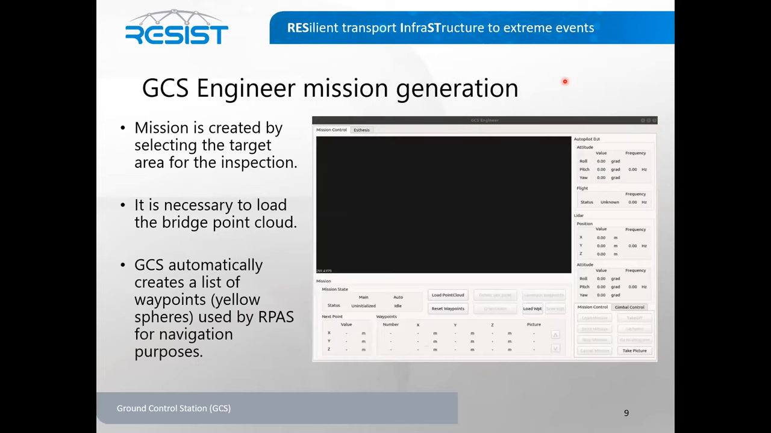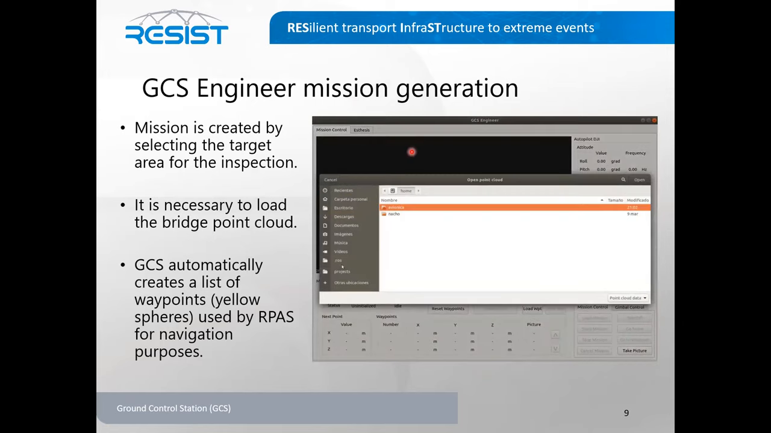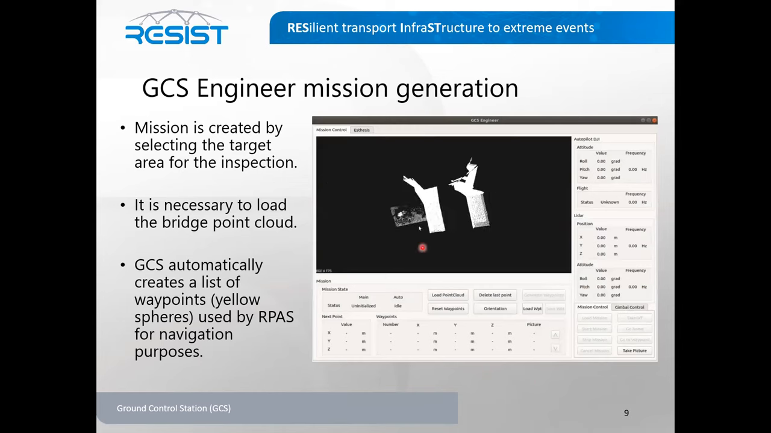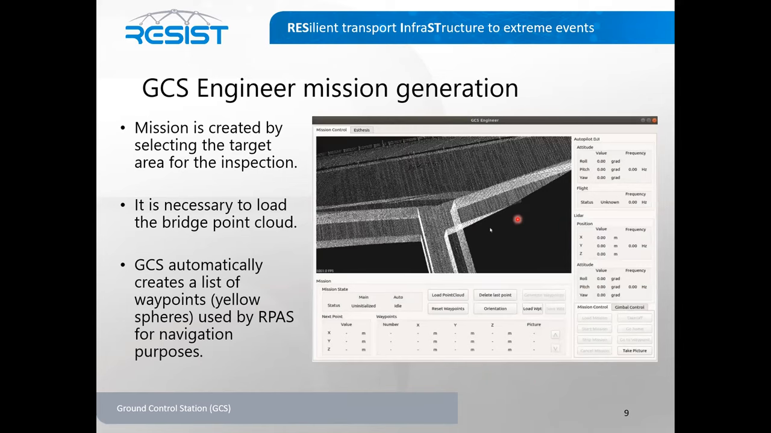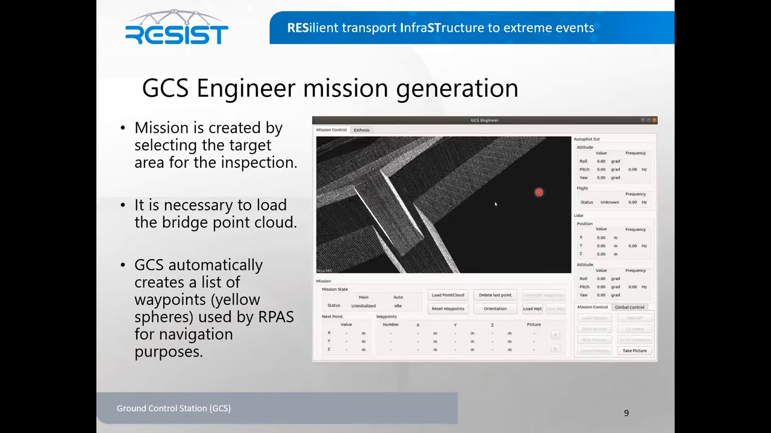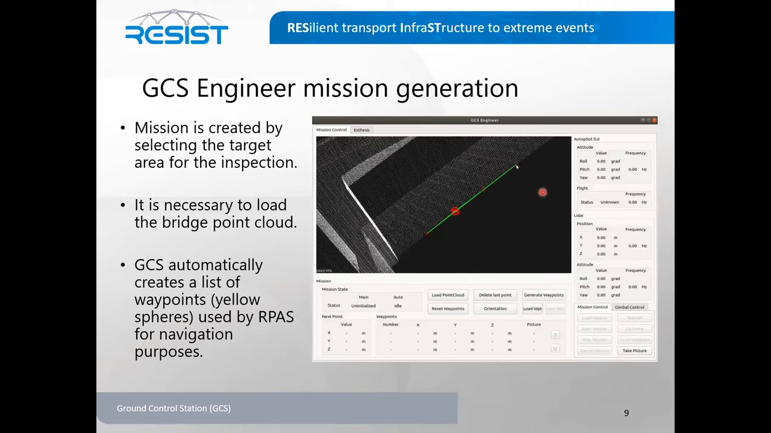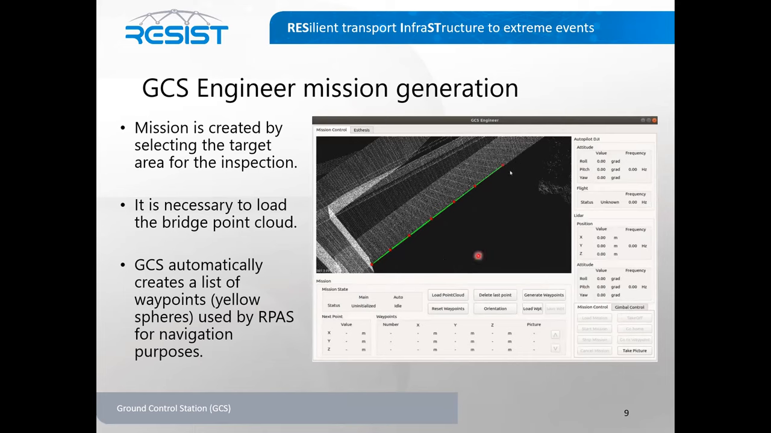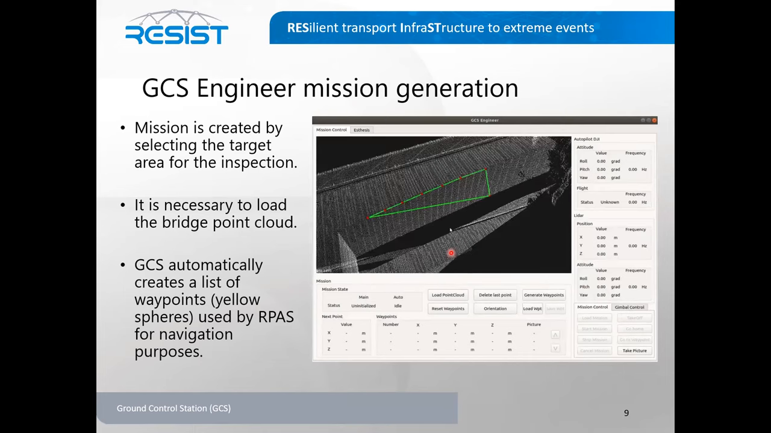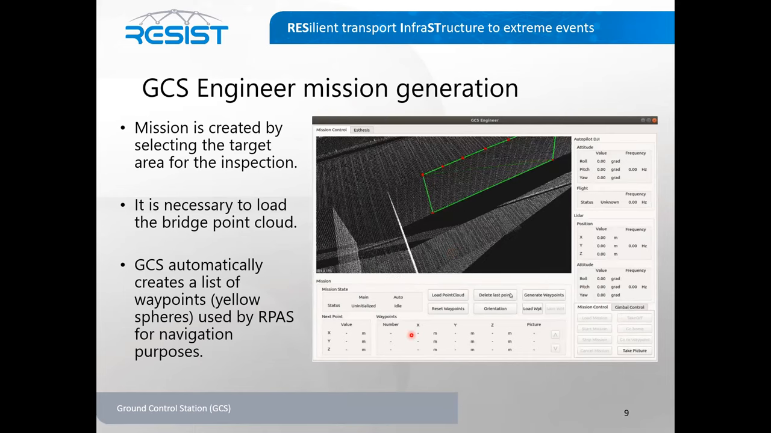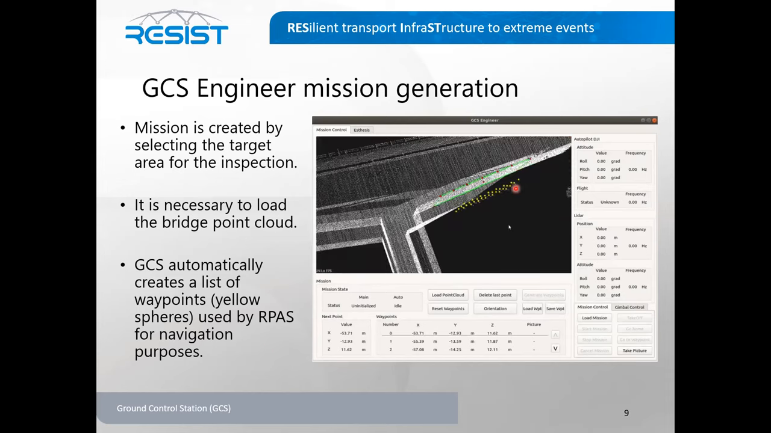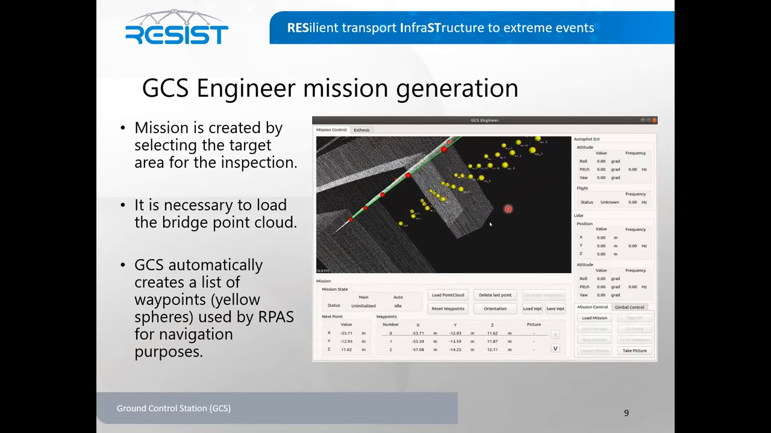Okay, so I will explain the mission generation while the video is playing. First, the bridge point cloud is loaded, and the desired area of inspection is selected. So the GCS creates a list of waypoints automatically. We can see now the waypoint list that is used by the RPAs for navigation purposes.